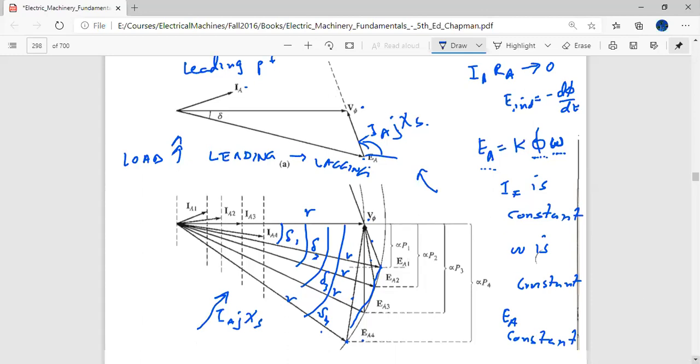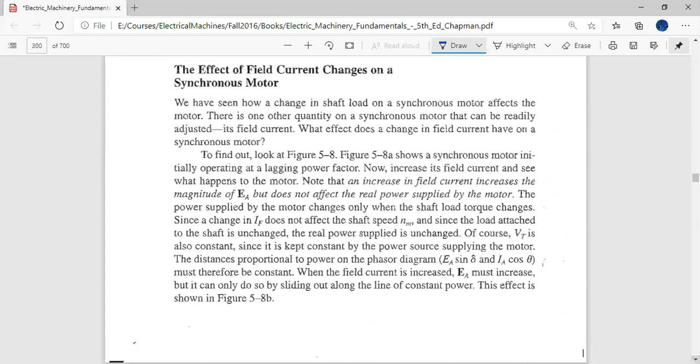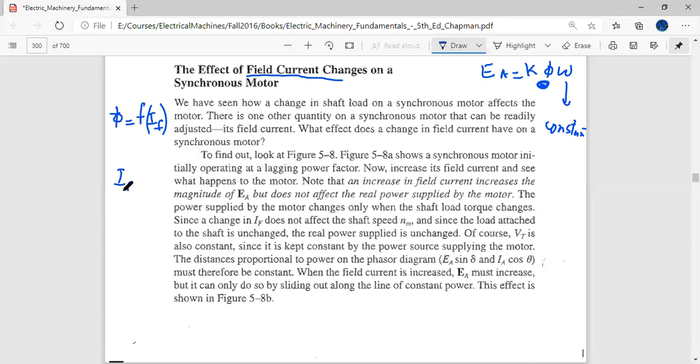The other thing that we saw was that we can also change the field. We can change the field current in order to bring a change. Now as we are changing the field current, we know EA is equal to K phi omega, and I know omega is constant, because a synchronous motor always runs at synchronous speed. But now we are changing phi, because phi is a function of IF. So what happens if I increase the IF? EA will also increase. If I decrease the IF, EA will also decrease.